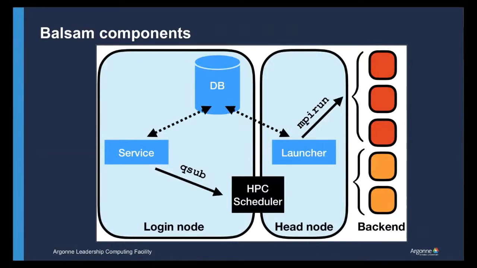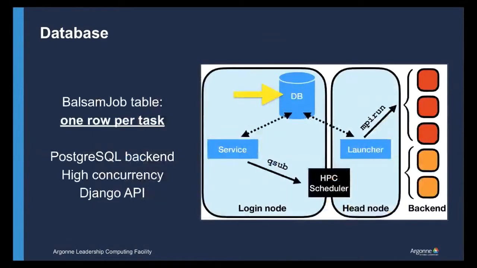Balsam is designed to be largely portable. It can run on your laptop or a GPU cluster like Cooley. But in the context of Theta, typically you'll have this component, the Balsam database, which runs on a login node. And this is a server. The backend we go with is the PostgreSQL database. And essentially the key component here is a Balsam job table, which is holding one row for every task in your database.